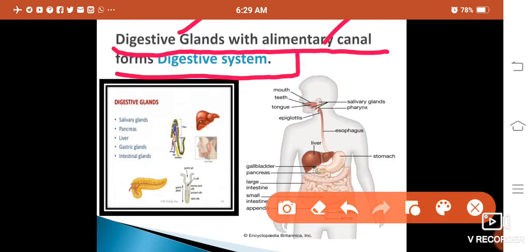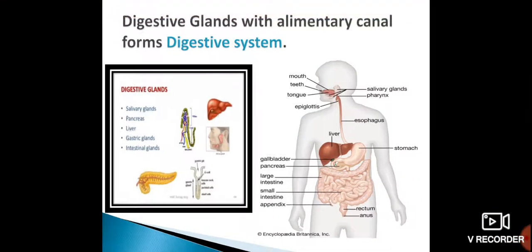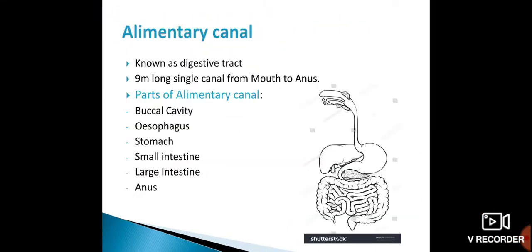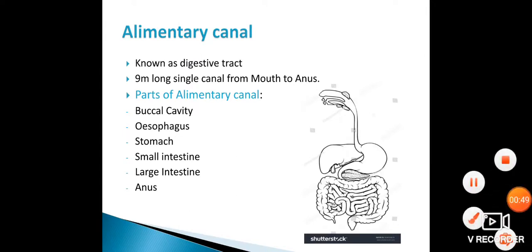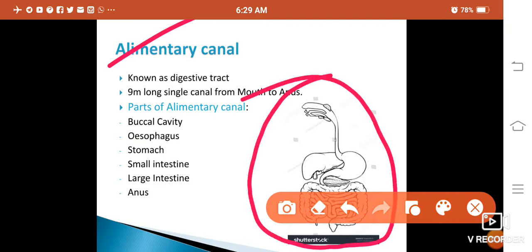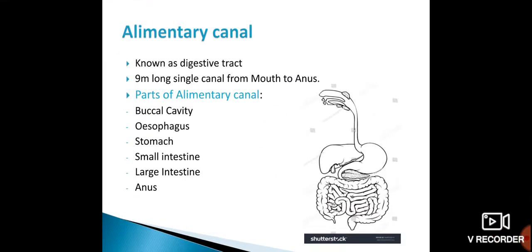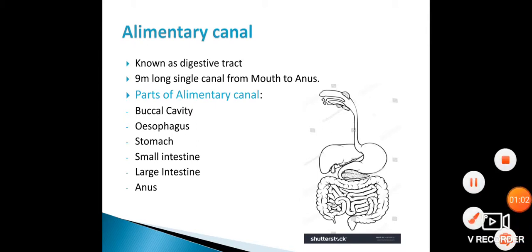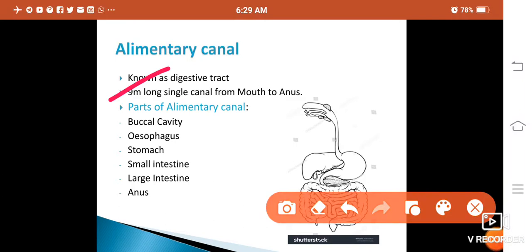इस पॉइंट को बेटा क्लियर कर लीजिए. डाइजेस्टिव सिस्टम इज अ कॉम्बिनेशन ऑफ एलिमेंट्री कैनाल and the digestive glands. So first we'll cover what the alimentary canal is. You can see the diagram of the alimentary canal. It is a 9-meter long single canal.